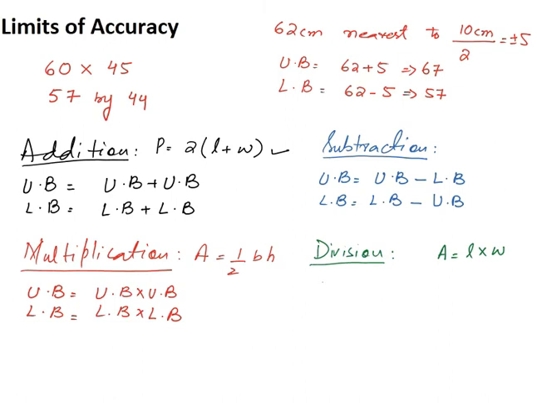So to find the upper bound of the width, we will take the upper bound of the area and the lower bound of the length. Like when we shift this length to the left hand side, it will be divided here. So to find the upper bound of width, we will take the upper bound of the area and the lower bound of the length. And similarly, if we are finding the lower bound of the width, we will take the lower bound of the area and the upper bound of the length.